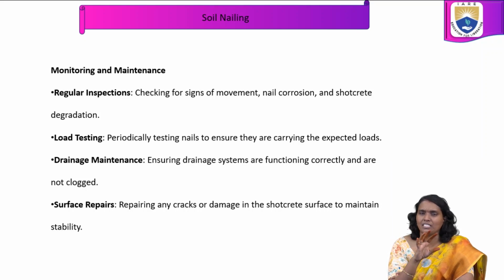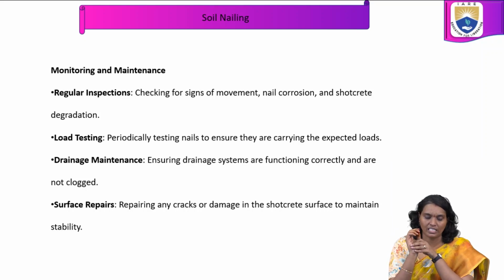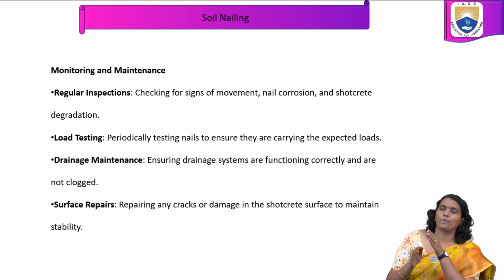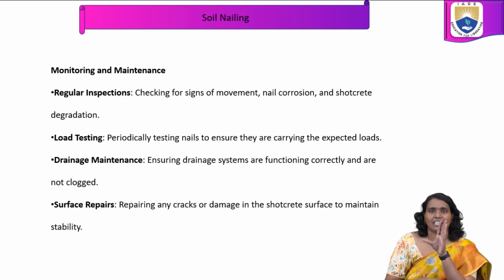We are going to replace or repair whatever is needed, so that the final output is as desired. For that we have to do whatever is needed to keep things safe. So here we check for signs of movement, nail corrosion and shotcrete degradation, which we may observe at the time of monitoring.